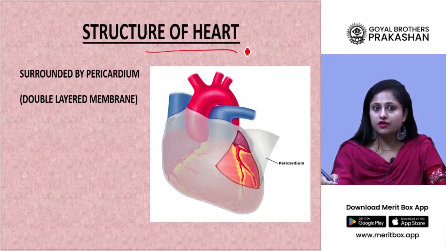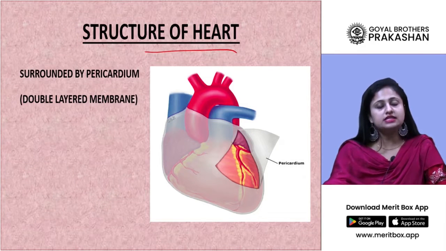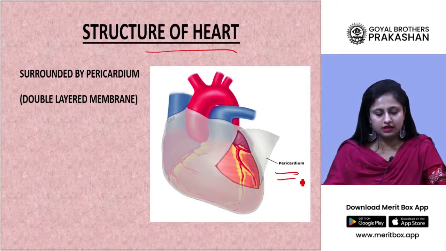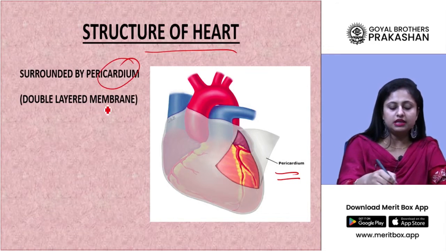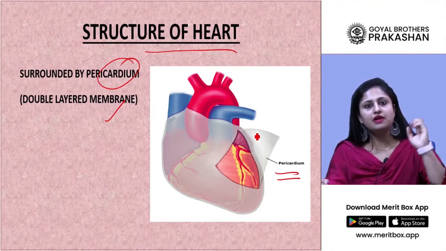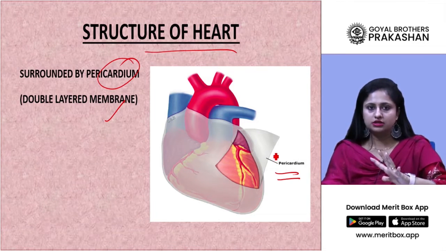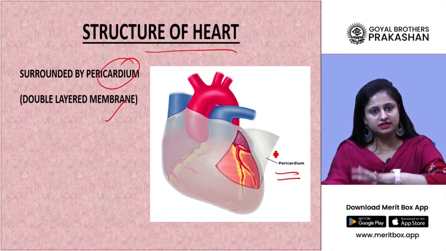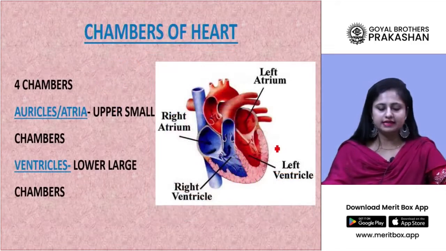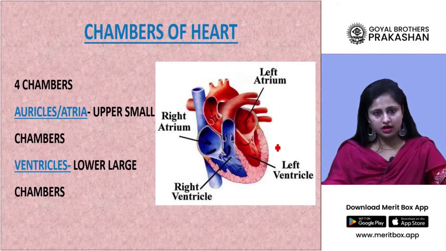Next, structure of heart. So first, it's important to know about pericardium. So pericardium is a double-layered membrane, and it is a flap-like thin covering on the surface of heart. So our heart is surrounded by this layer, pericardium. Next, come to the structure of heart.